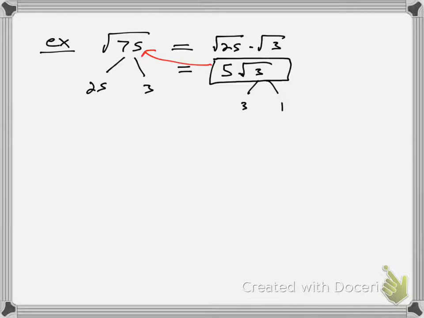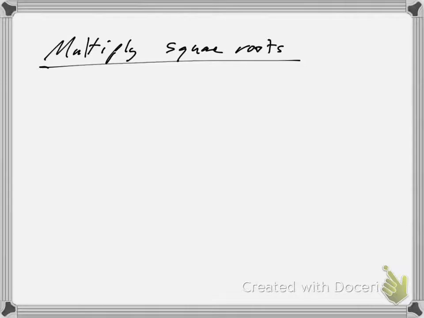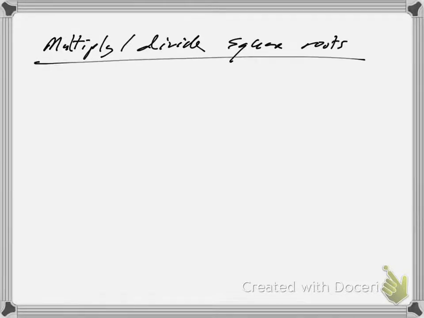Okay. Now we can multiply square roots using the same rule that we did before. So if I want to multiply square roots, again, we have a couple rules. Well, honestly, let's change this. Let's do this all at once. Changing my mind here. Multiply and divide square roots, okay?